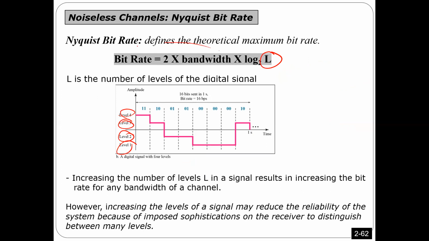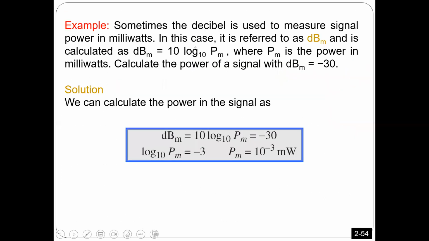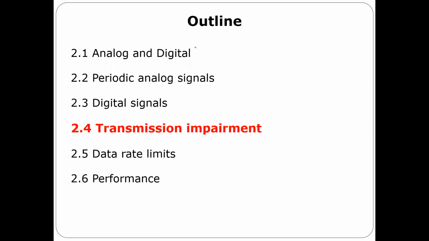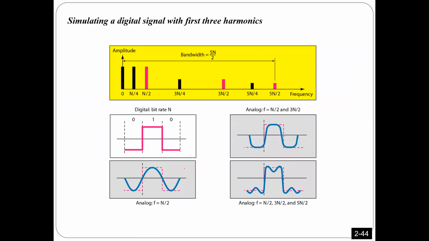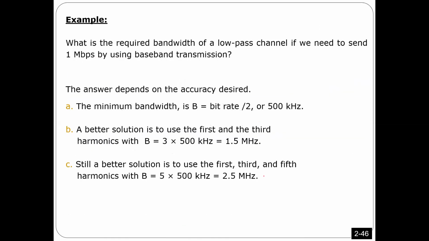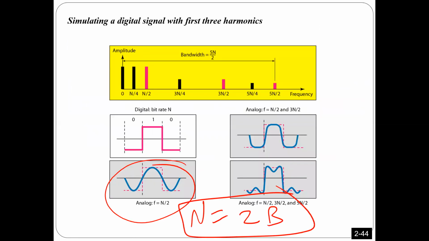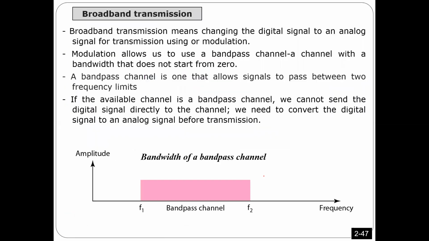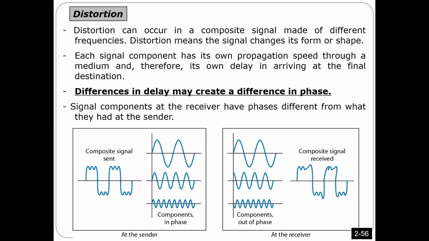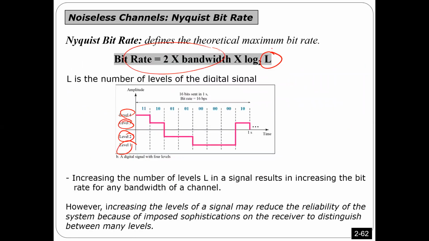This formula is similar to the formula I explained before, but this one is more general. What I explained before is that the bit rate is double the bandwidth, but that was for only two levels. The formula I'm going to teach right now is the general formula, and the earlier one is just a special case of it. If I put L equal to 2, log base 2 of 2 is 1, so the bit rate is double the bandwidth.